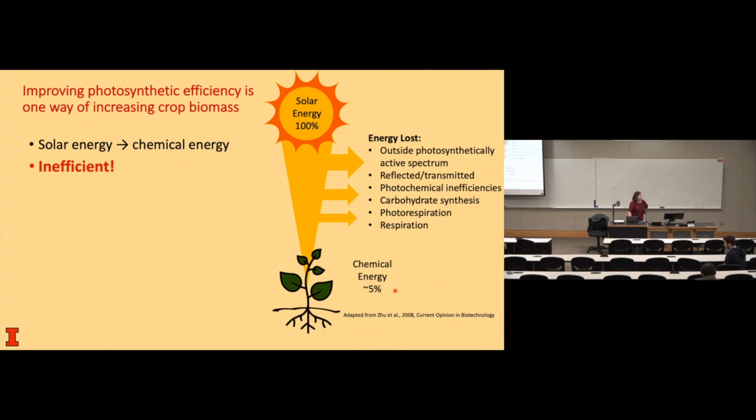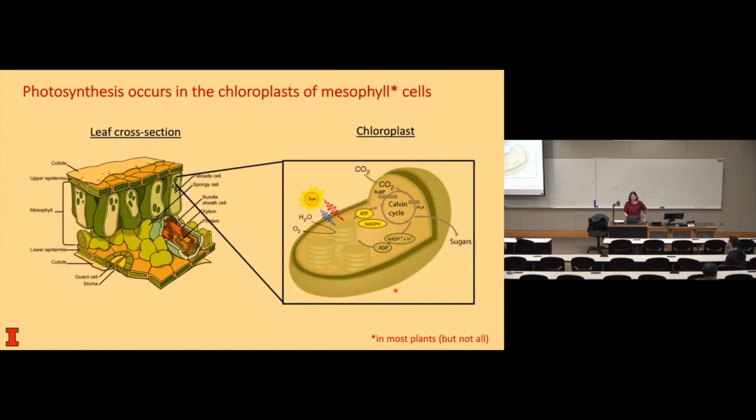To address this, there are a couple of different areas, or just increasing the rate of some of the photosynthetic parameters. And so that is the first thing that we started to look at with our model. Photosynthesis occurs in the chloroplast of mesophyll cells in most plants, but not all, but in soybean this is true. This is a cross-section of a leaf, we have our mesophyll cells shown here, and inside you see these green things. This is the chloroplast, and this is where photosynthesis is occurring.